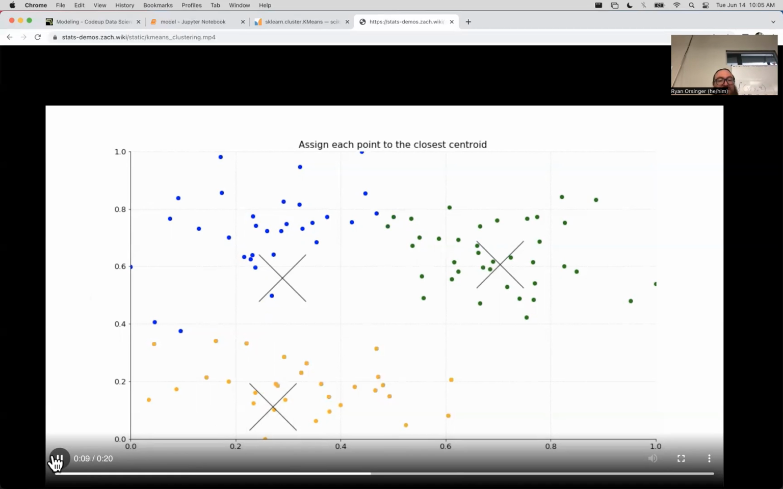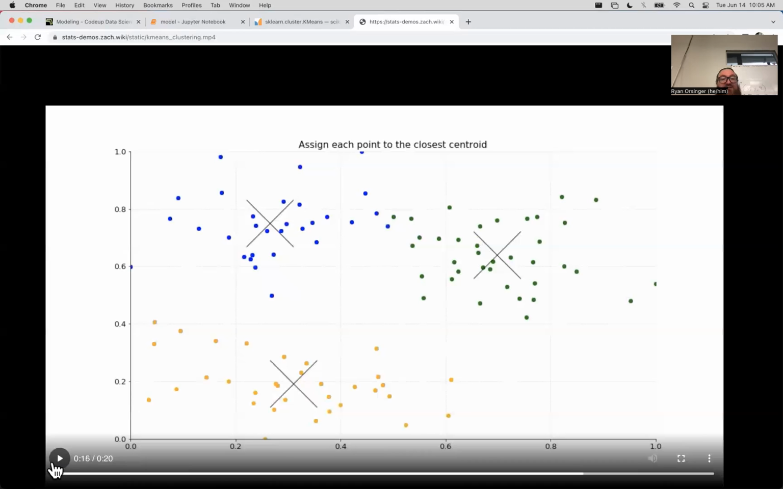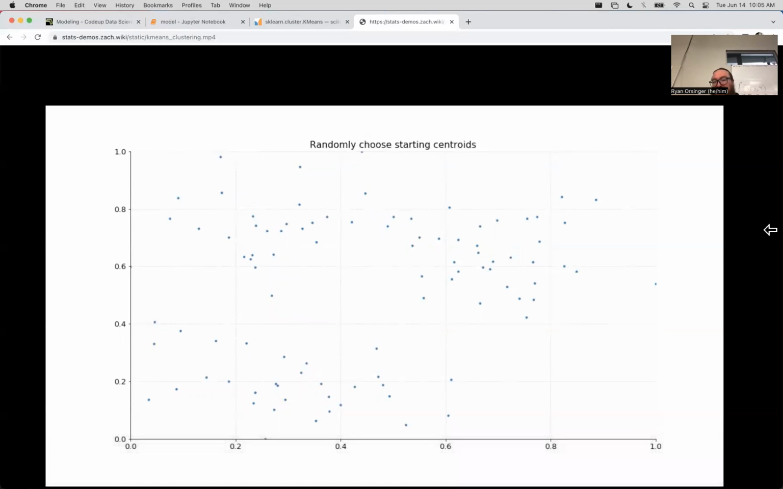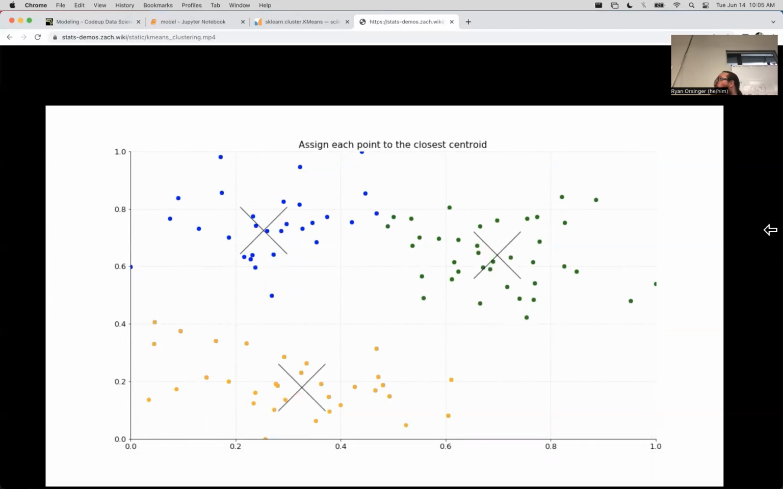And then we run through that process again. See how some of those blue data points that used to be closer to the blue centroid now belong to the yellow centroid. This iteration process means that we are reaching a consensus. I'll hit that again. You dump out all your Legos, you randomly choose 3 starting points. Move your centroids to the center of those 3 clusters and then iterate.